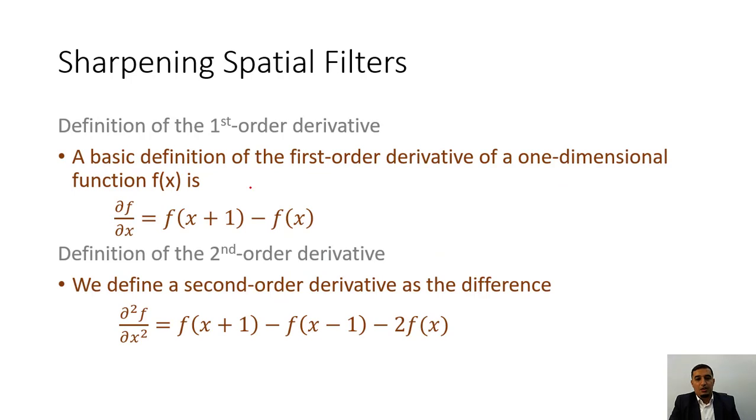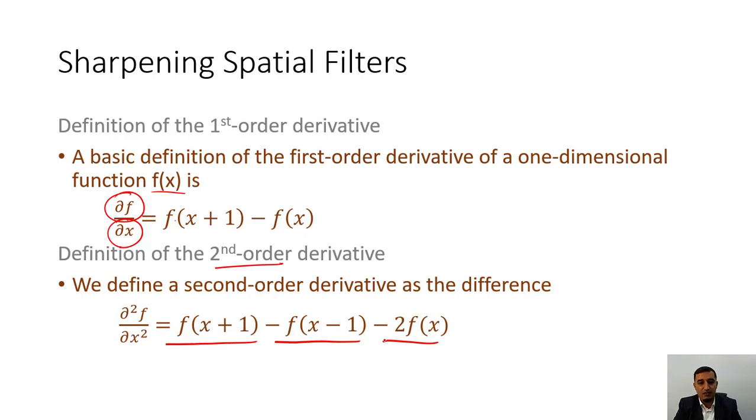Now, when it comes to derivatives, the derivative df by dx is equal to f of x plus 1 minus f of x. Okay, so this is the basic derivative of a one dimensional function f of x. So it is the value of the next pixel minus the value of the current pixel. Remember, we are talking about pixels over here, and we are talking about discrete values. We are not talking about continuous values. So the derivative of f of x is f of x plus 1 minus f of x. The second derivative of f of x is basically f of x plus 1 plus f of x minus 1 minus 2f of x.